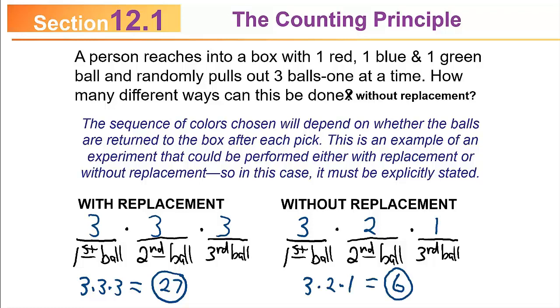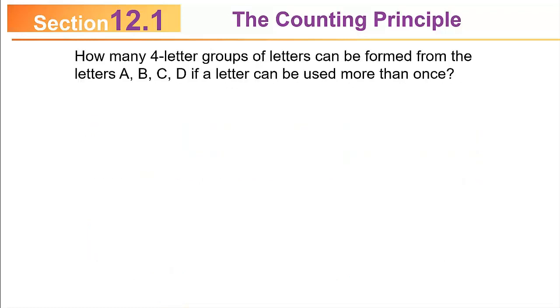So if I'm drawing with replacement, I have 27 different ways it can be done. If I'm drawing without replacement, there are only 6 ways. It's a very important distinction, and you need to think on this until you can see the difference and reliably handle the difference. Let's try another.